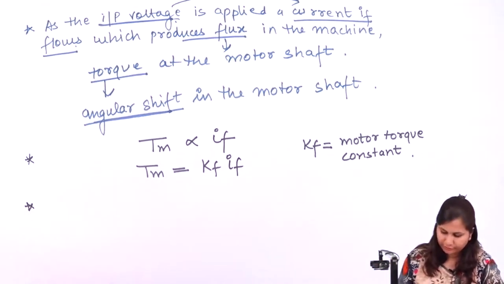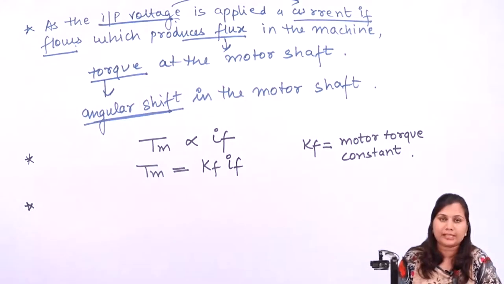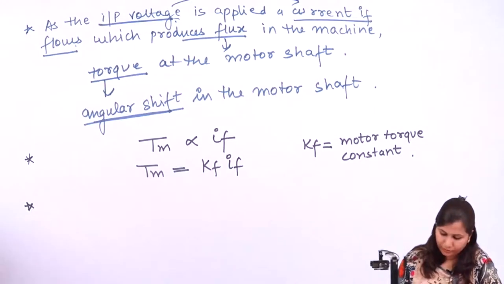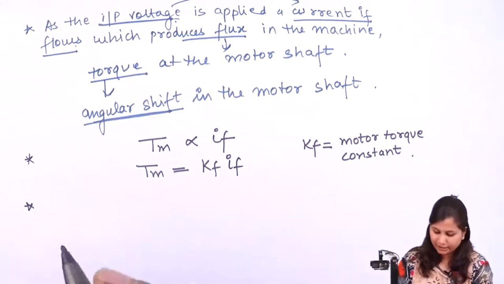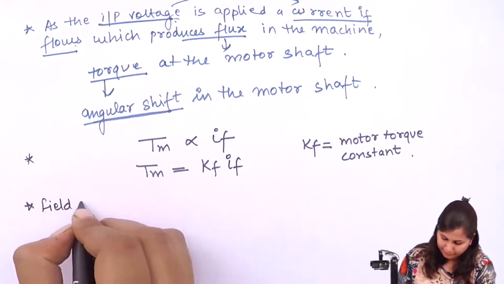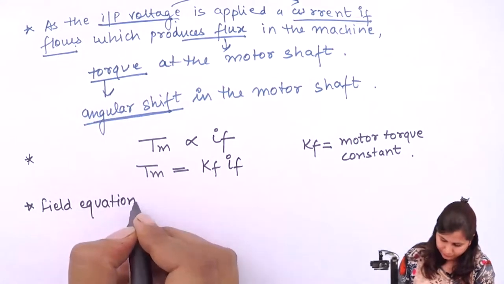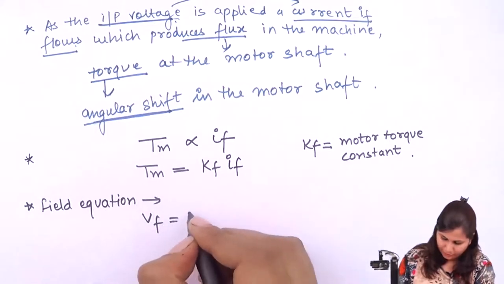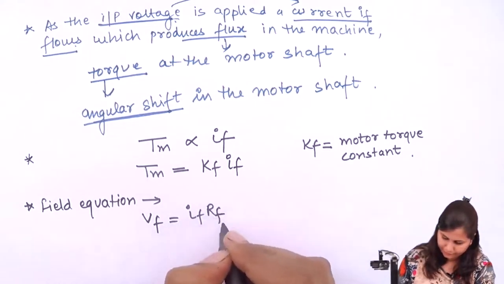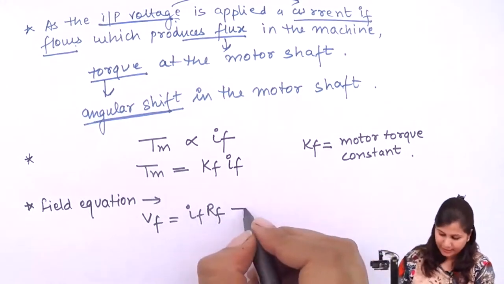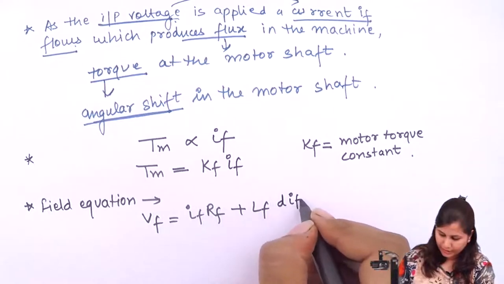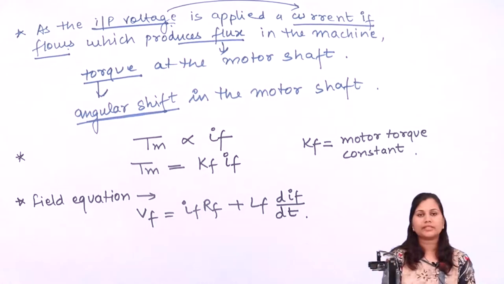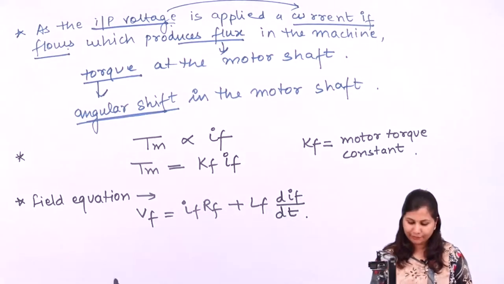Now if we write the equation for the field circuit, applying KCL and KVL, that is Kirchhoff's current law and voltage law, in the field circuit, we will get the field equation as VF equals RF IF, the voltage drop across the resistance, plus the voltage drop across the inductance, LF dIF by dt. So this is the field equation.